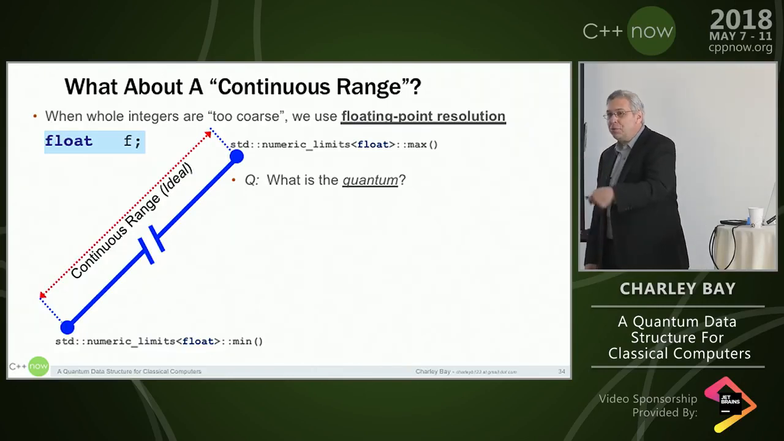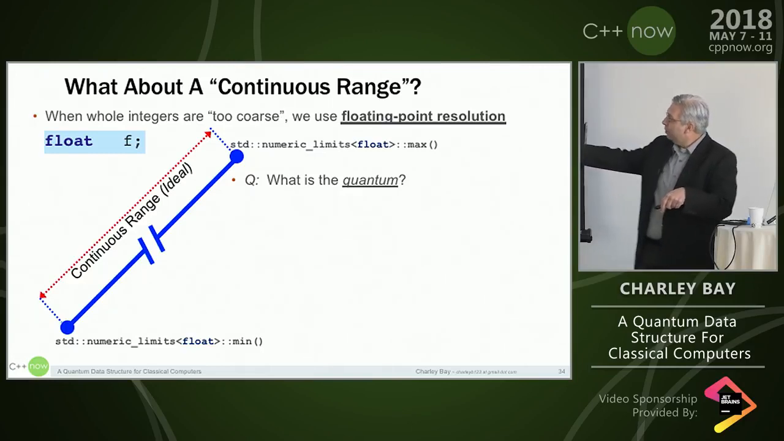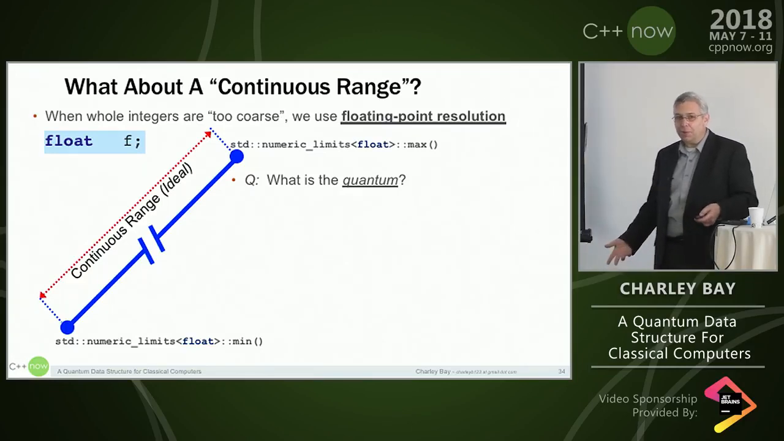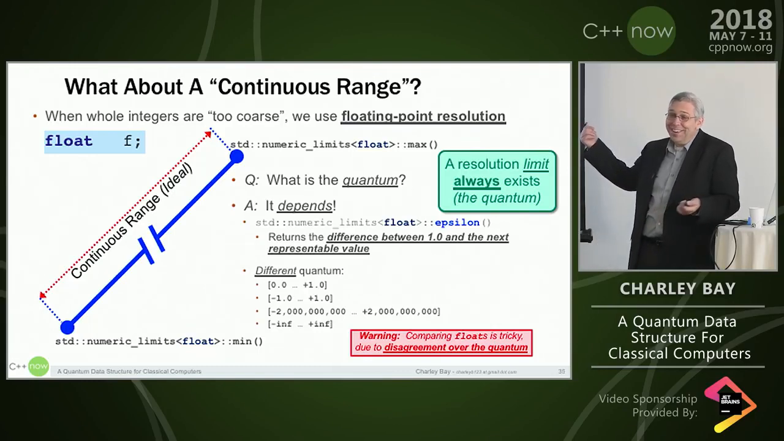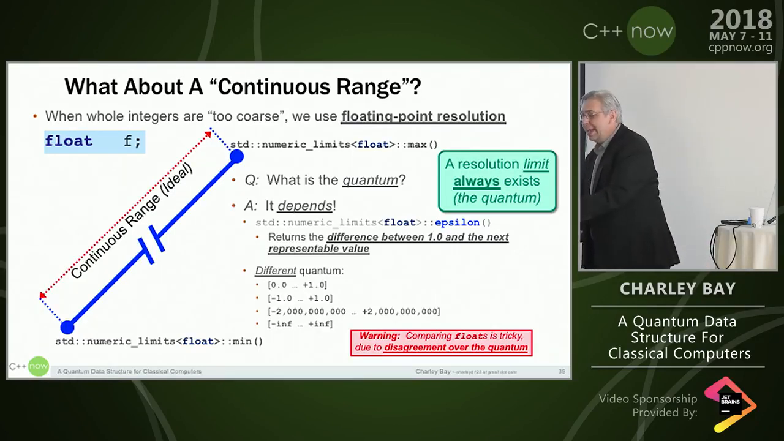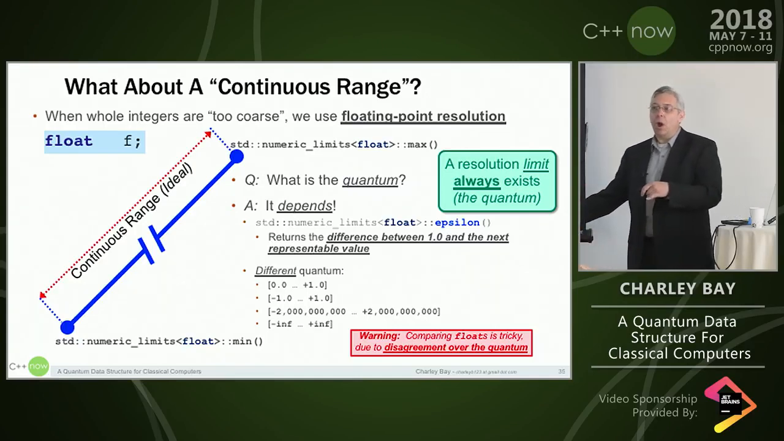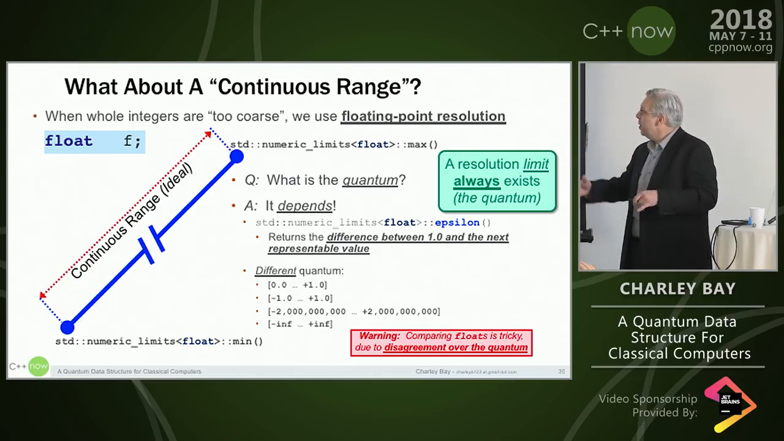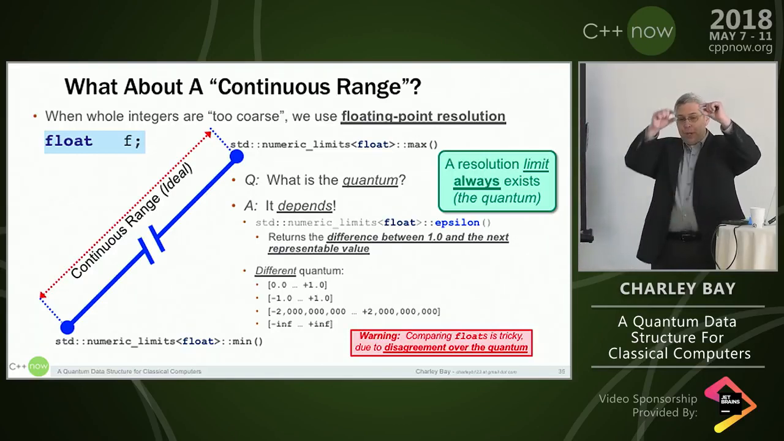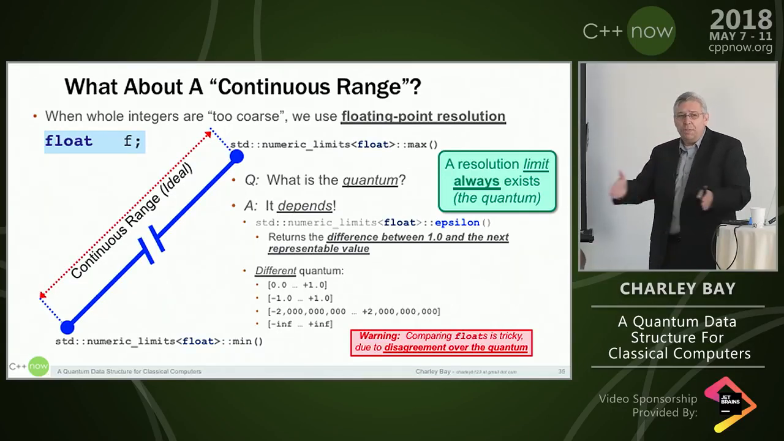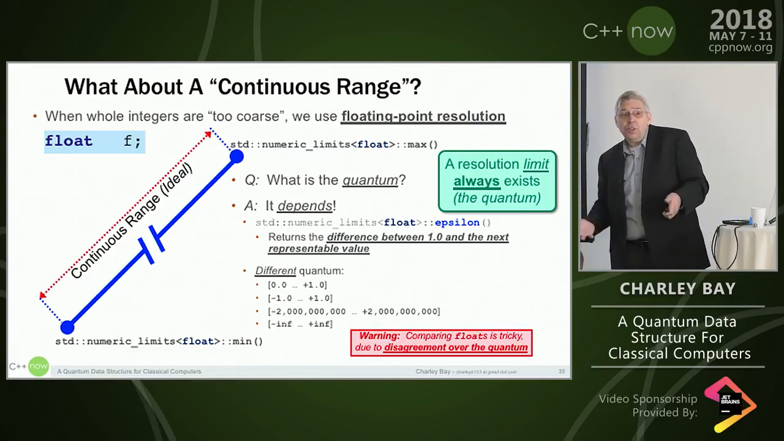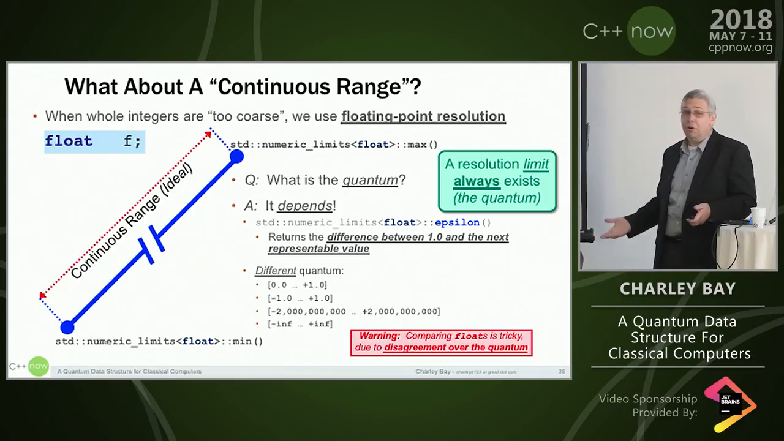So if whole numbers are too coarse, we'll go to floating point. And now we got our little line from some min to max, and the question goes back to, well, what's the quantum? It's variable. It depends. There's no good answer to this. You have to put rules on top of it to get an answer because of the hardware representation or what we assume in software. We do have the standard numeric limits float, double colon epsilon. Epsilon is merely the delta from 1.0 to the next larger representable value. So it's a metric, it's a quantum, but it's not constant over that range. And fundamentally, that just means we have different quantum if you're storing 0 to 1, negative 1 to positive 1, negative to positive 2 million, billion, negative positive infinity.